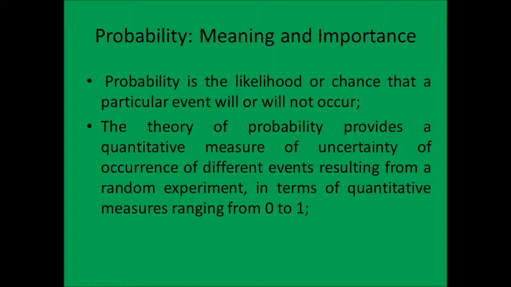Probability is the likelihood or chance that a particular event will or will not occur. The theory of probability provides a quantitative measure of uncertainty, of occurrence of different events resulting from a random experiment, in terms of quantitative measures ranging from 0 to 1.